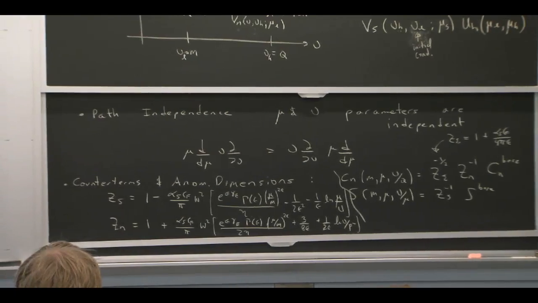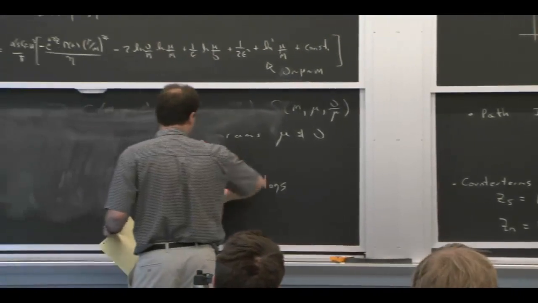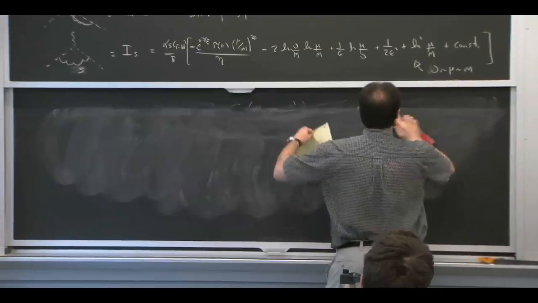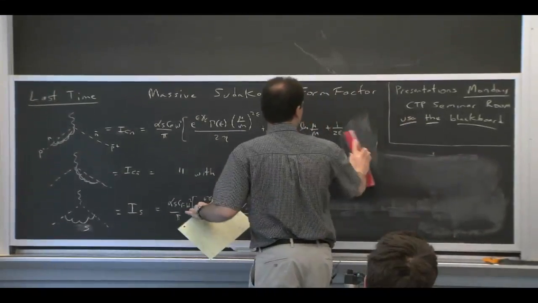And we get the anomalous dimensions, again, just by demanding the usual thing, that the bare objects don't depend on mu and nu. And we can do that separately in mu and nu.